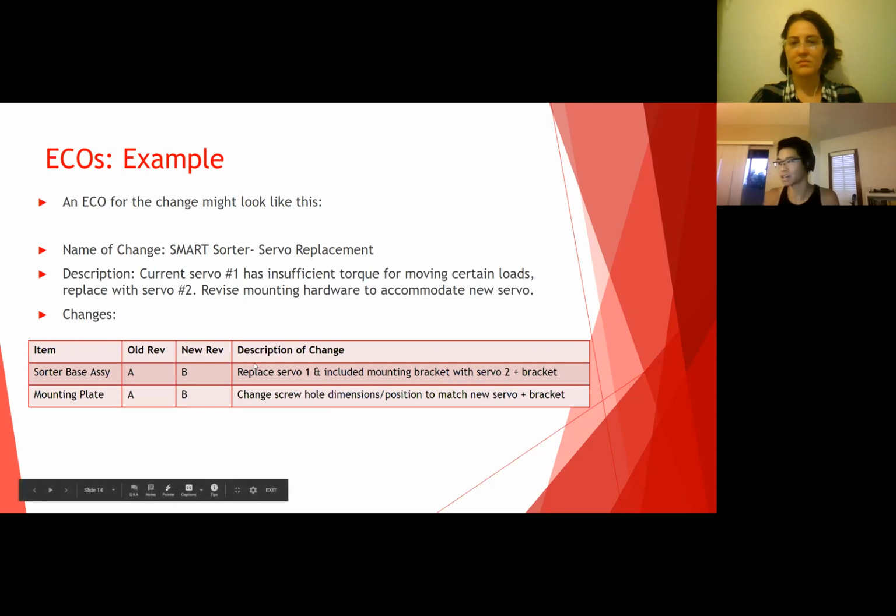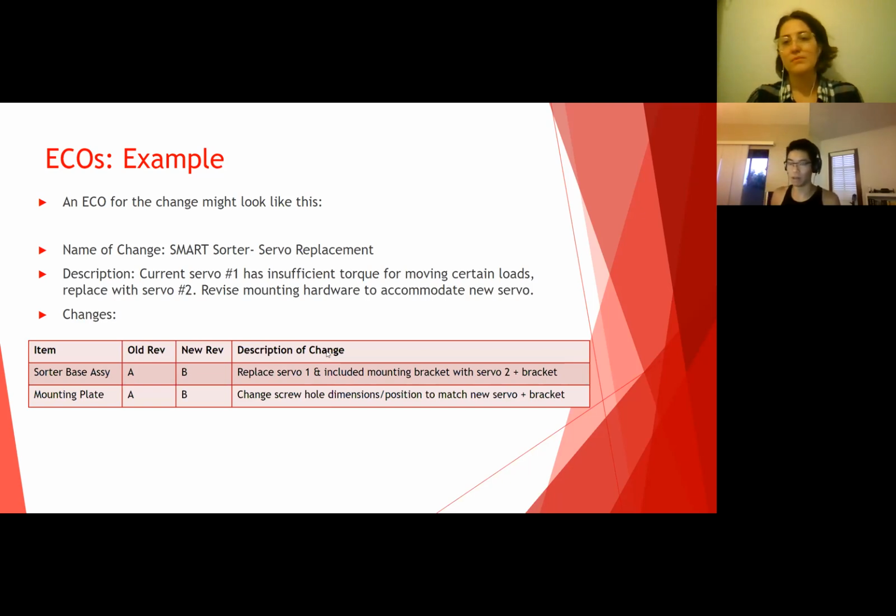You want a clear, concise, and good explanation of what did we do here. The description of change would be: replace servo 1 and the included mounting bracket with servo 2 plus the bracket. So basically it's saying you took servo 1 out of your bill of materials when you were assembling this whole thing, and you put servo 2 into your bill of materials. Pretty simple, pretty straightforward, right? Any questions? Is that clear, more or less?